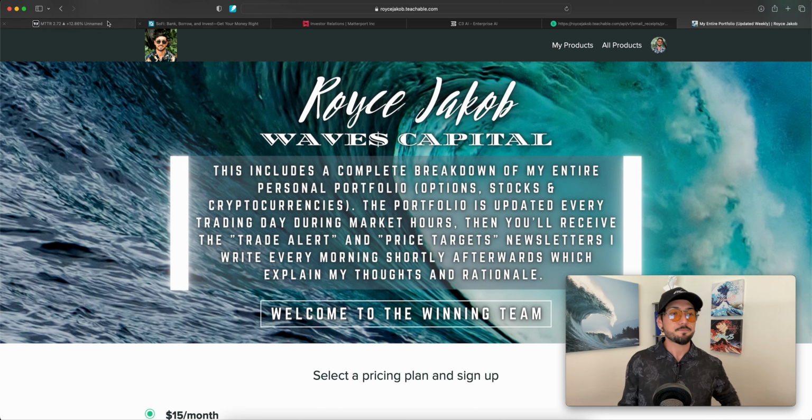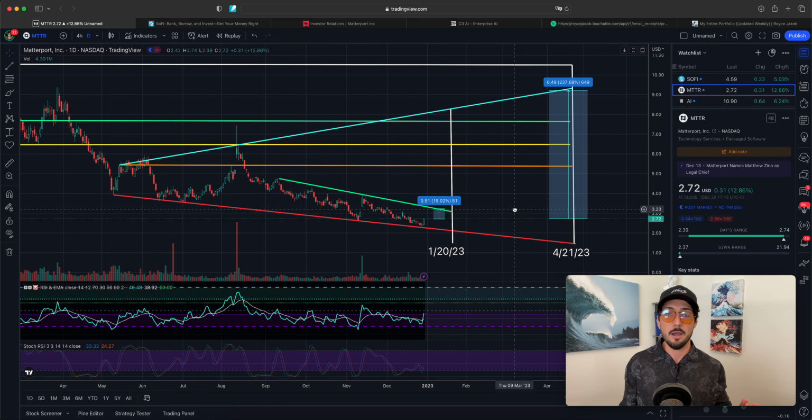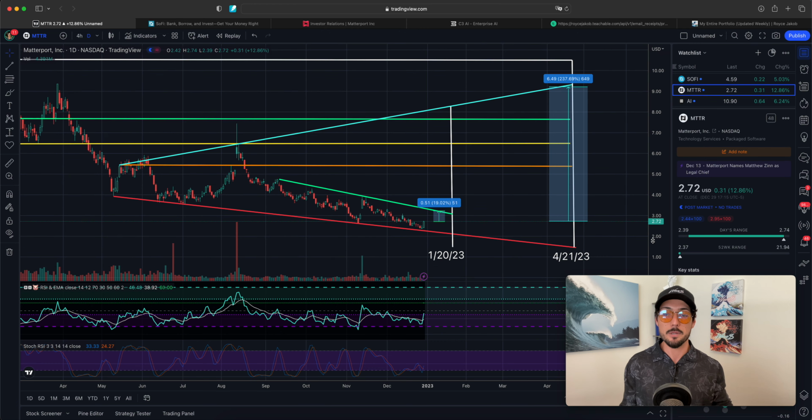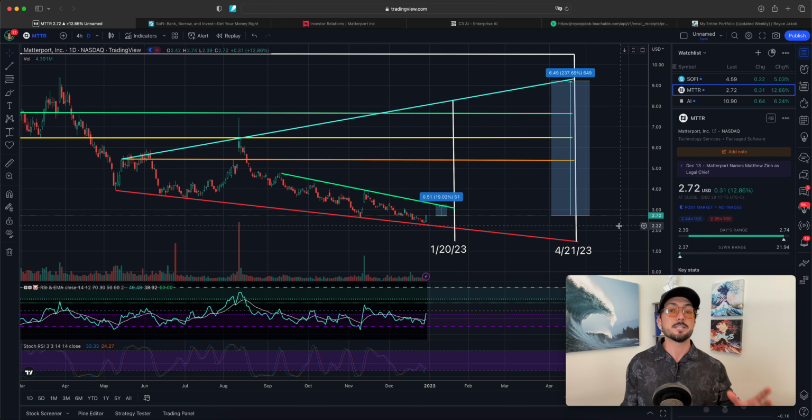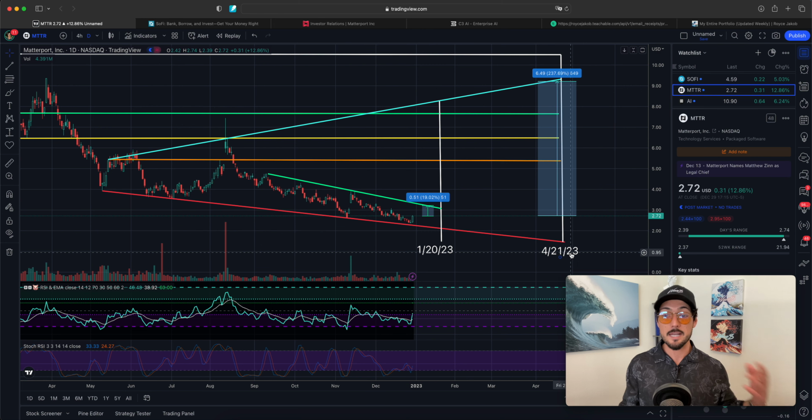Okay, so let's talk Matterport price targets. Matterport, once again, a spatial imaging company, spatial data. Matterport is currently printing a massive megaphone channel. It's similar to SoFi, similar to AI as well. I do have shorter term targets, as you can see right here. Shorter term lines of resistance that I am trading on a shorter term time horizon personally.